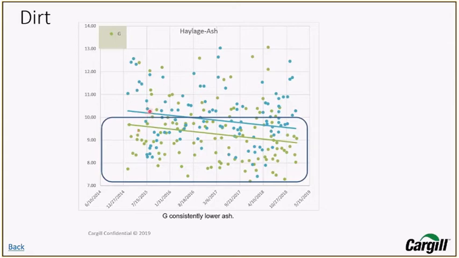You can see these two farms, this is a 5-year period. We've been working with these farms to lower their ash content over time because it's costing them, and each of them has, but they're at different levels. This one is much lower, G is much lower, S is a bit higher.